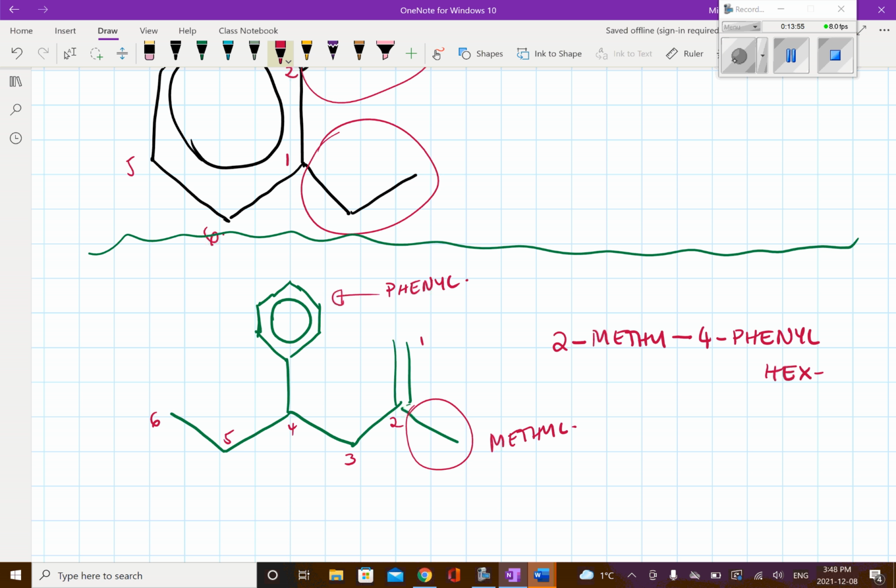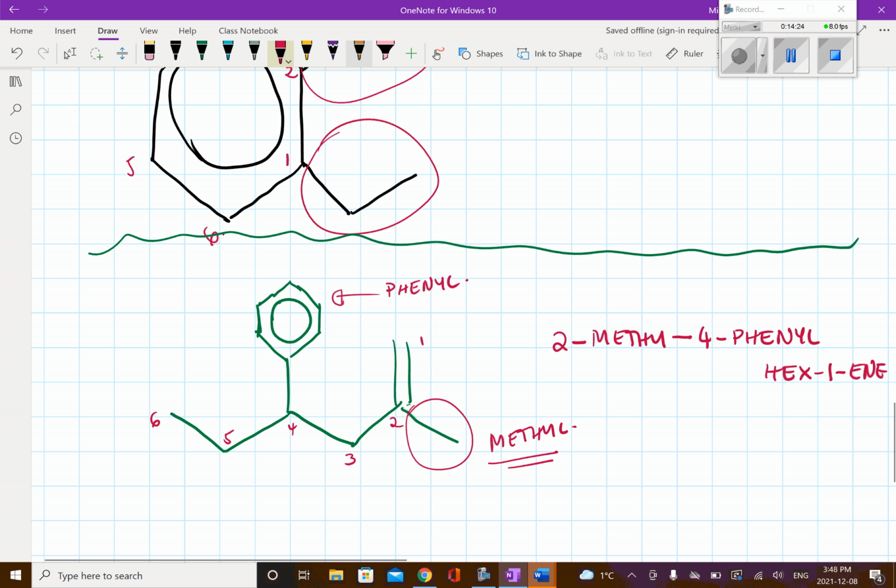So if we go 2 as the first alphabetical branch, methyl, then on the 4th we have phenyl, and then we have a 6 carbon chain, so hex for 6, and then we'll say the double bond is on the first place, and then it will be ene. Okay, so we will see more examples like this in class, and that will be clear.